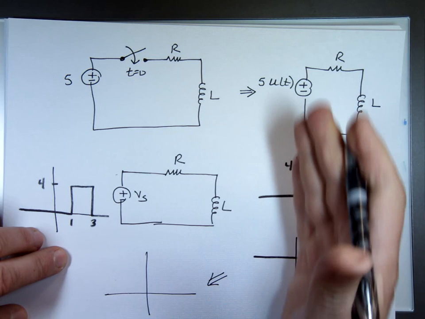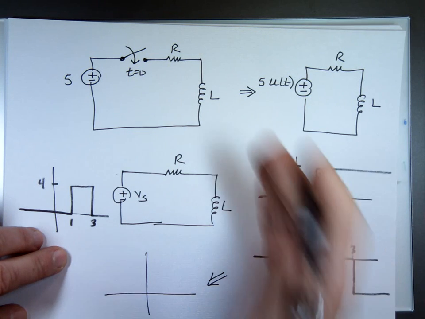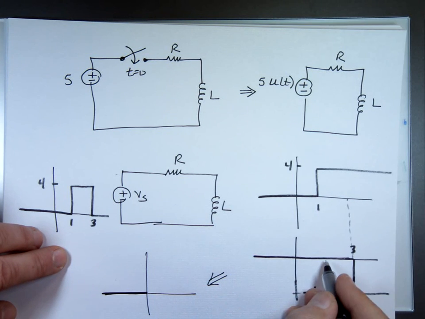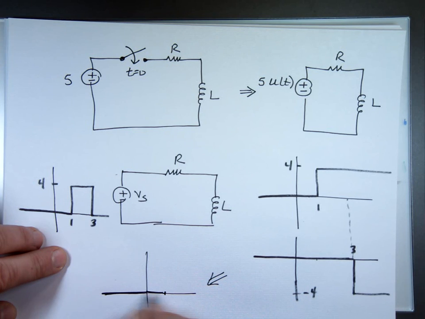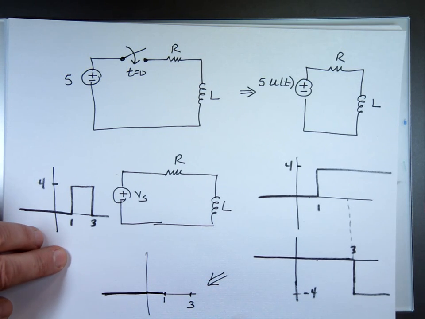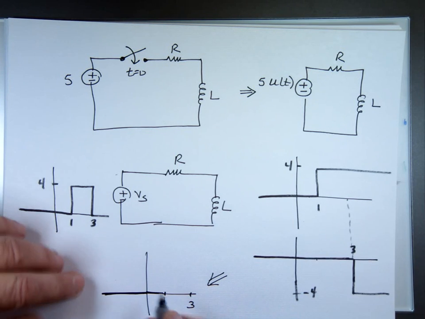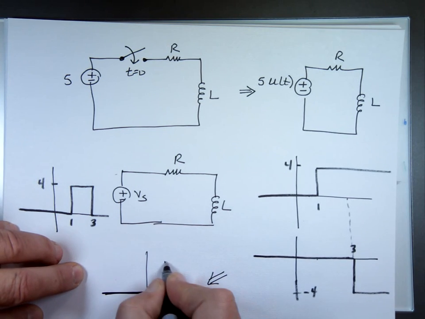Let's look at for t less than 0. What's 0 plus 0? 0, right? Between 0 and 1, what's 0 plus 0? Still 0. That's the 1. This is the 3. Between 1 and 3, what's 4 plus 0? It goes to 4, right?